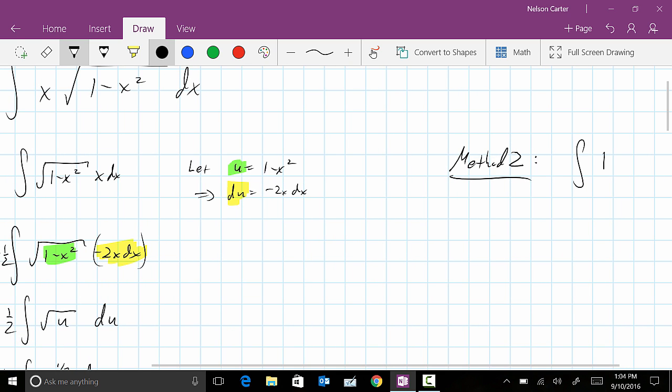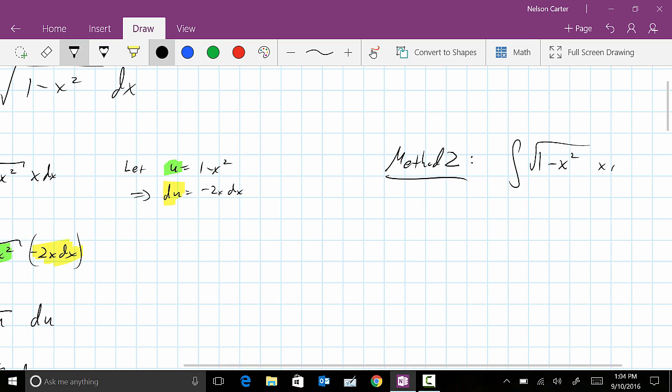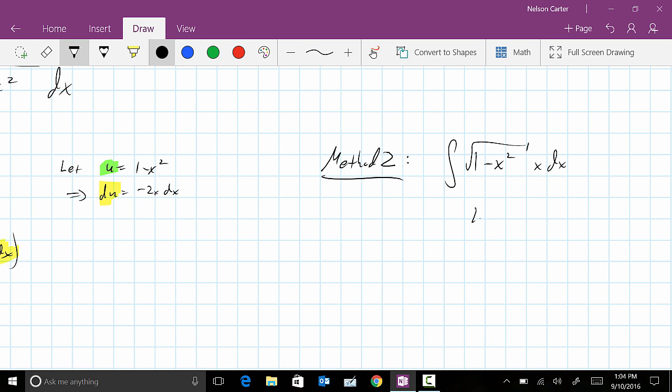We have the integral of the square root of 1 minus x squared, and then dx, or times x dx. Right? Okay, so here's what you could do. You could let u equal 1 minus x squared, and then that would imply that du dx is equal to, so the derivative of 1 is 0, the derivative of negative x squared is negative 2x.